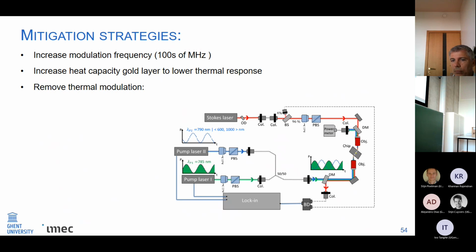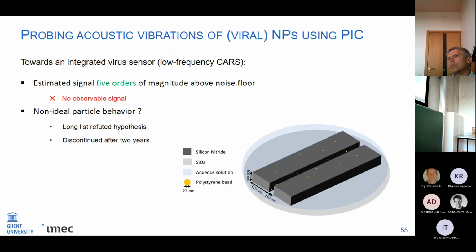You can also remove the thermal modulation altogether by the addition of a second continuous wave laser, which is in antiphase to the one that's already present for our measurements, and you have to put it off resonance or farther away. The result of that is that you get rid of this thermal modulation inside of the plasmonic slot to suppress the spurious signal.